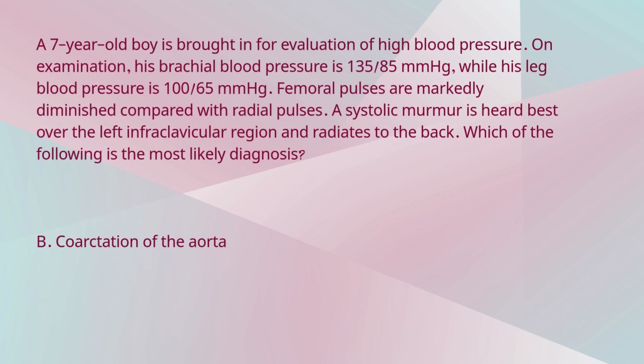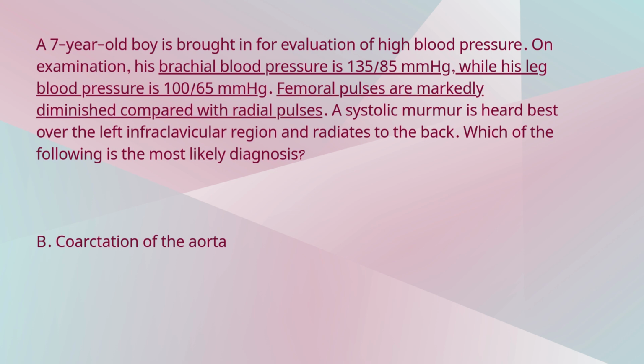All right, correct answer here, B, coarctation of the aorta. So you remember coarc presents with upper extremity hypertension with delayed or diminished femoral pulses. That is the hallmark. And then lower extremity hypotension. The murmurs are often best heard over the back or the left infraclavicular area.